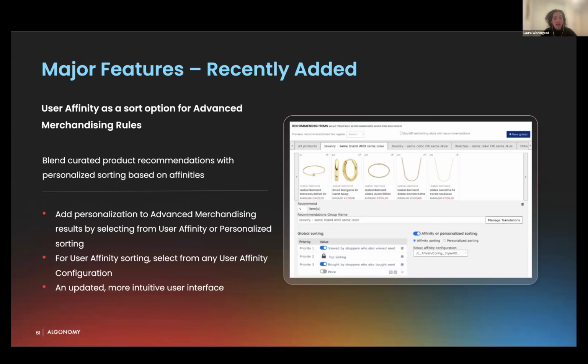And our customers really wanted the selection of products on top of that curation to be personalized. So we already had the personalized sorting option, and now we've added the affinity sorting option, where again, you can pick from the same set of user affinity configurations that you were using for your normal recommendation strategies. You can use them here in advanced merchandising. And as I said before, you can use them in Engage campaigns.